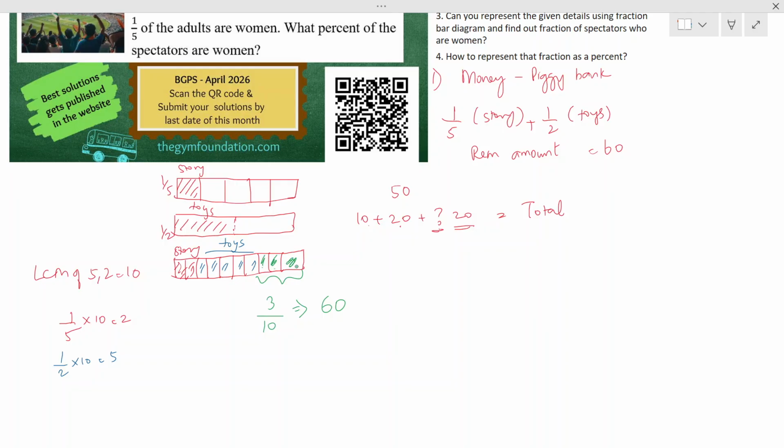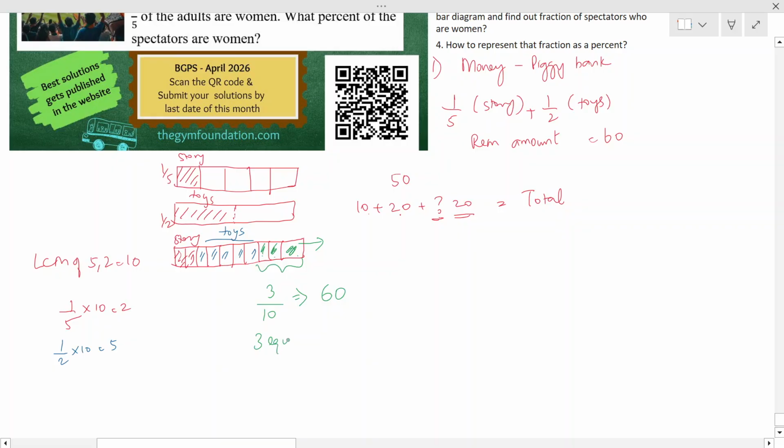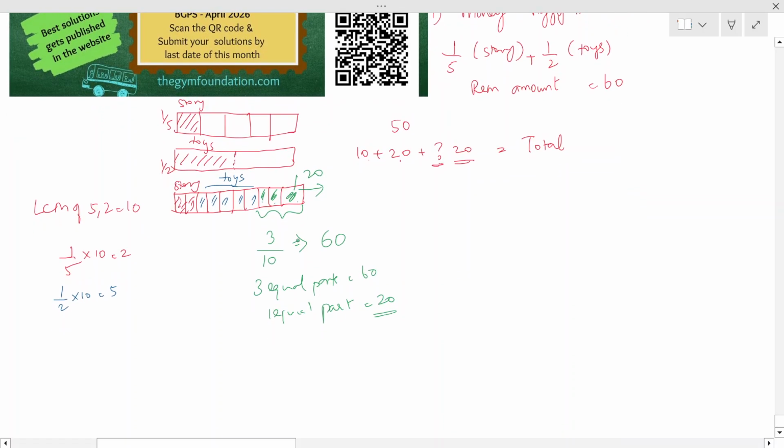So if 3 boxes are 60 rupees, then what does one box refer to? So if 3 equal parts is 60, then one equal part will be 20 rupees. Yeah. So each part will be 20 rupees. And then if you know the equal part, then isn't it easier for you to find the storybook already? Yes.